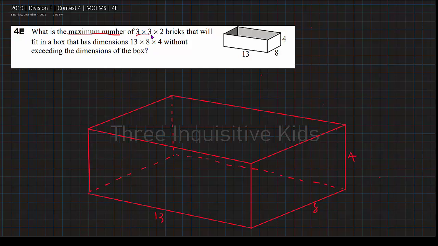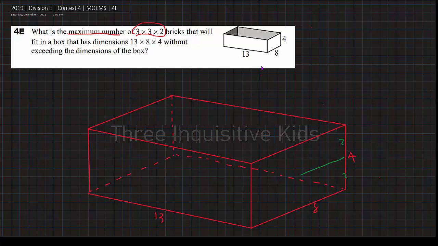So let's look at the dimensions of the bricks right now. We know that its height is 2. I'm going to use green. It's going to cut right in half through the height dimension because we know that it's 2. So 2 and 2, we know that.